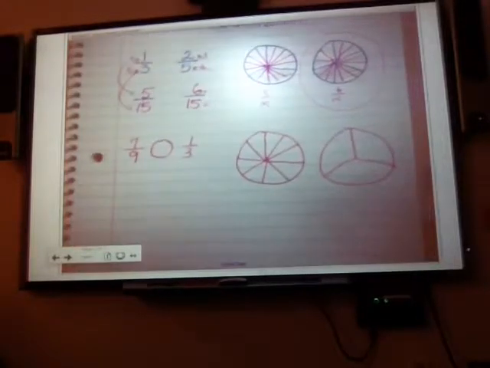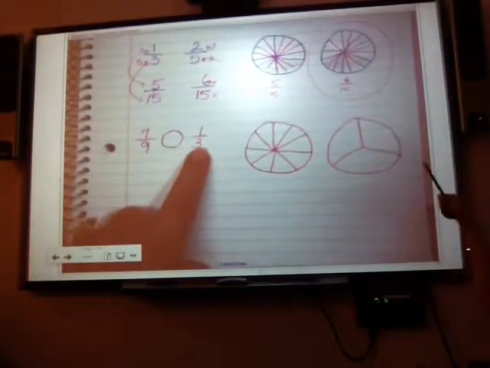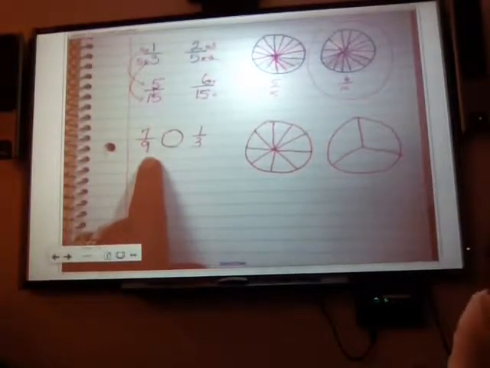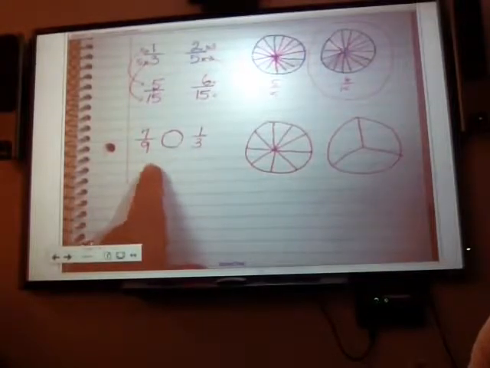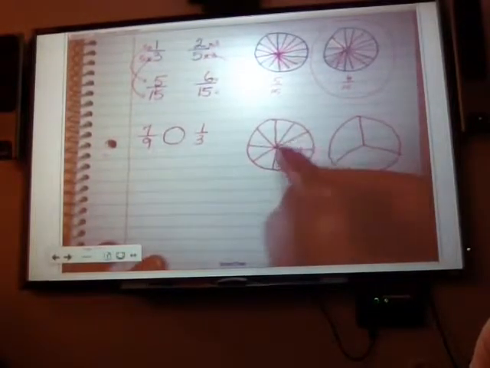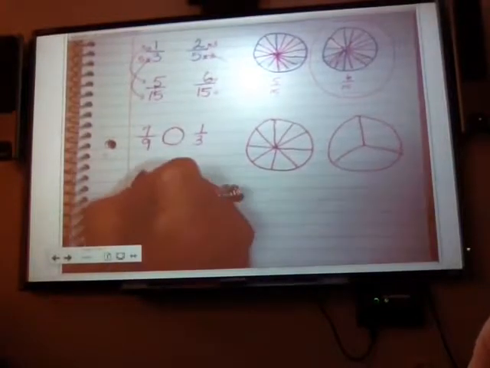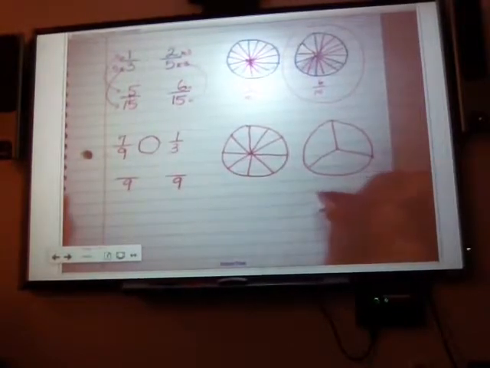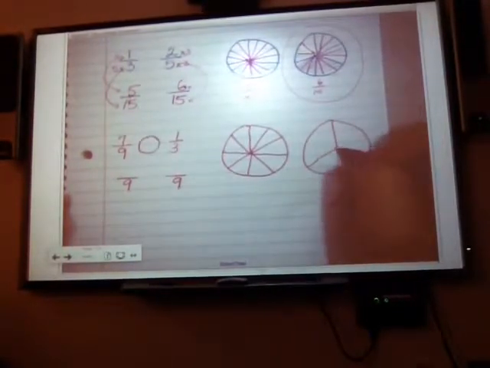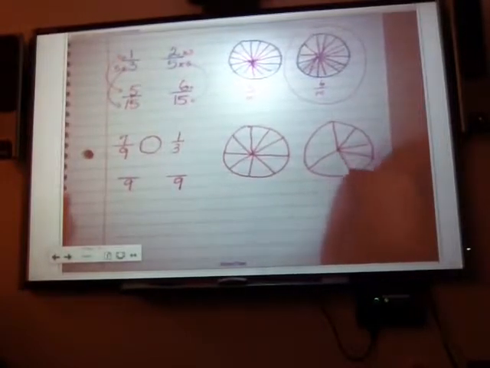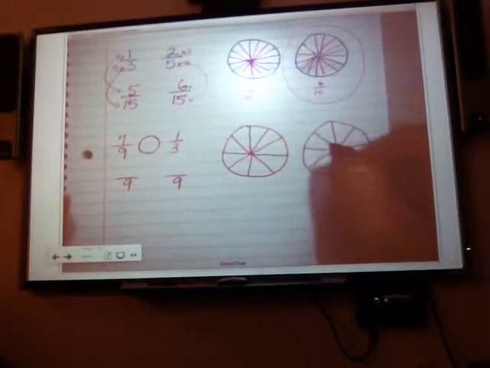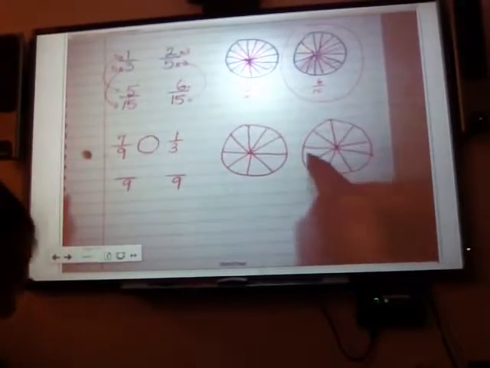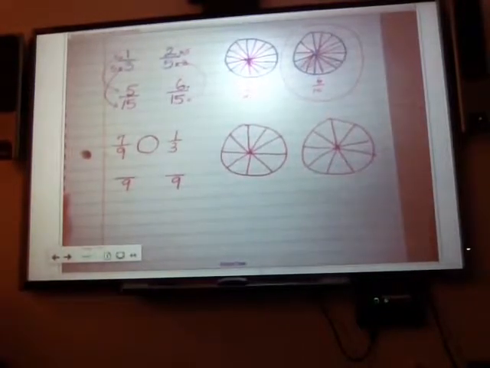Okay, so looking at my denominator that I have currently, looking at my smaller one, can I make my smaller one, my 3, go into a 9? Yes. Can I make my 3 into a 9? Yes. Okay, so how can I make my thirds into 9? Times 3. Times 3, so I can split them up 3 times. 1, 2, 3, 4, 5, 6, 7, 8, 9. Absolutely.